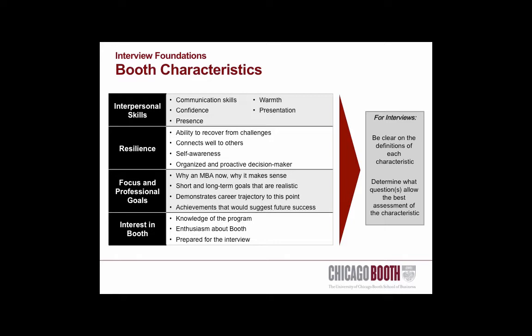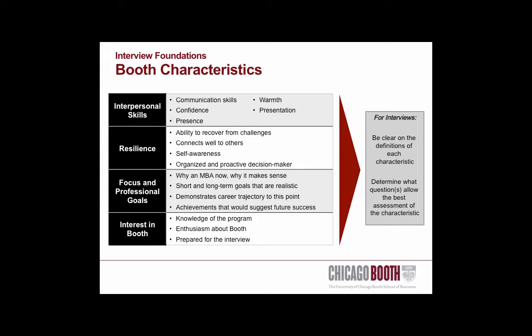As it relates to focus and professional goals, this is really about probing the thought process about gaining an MBA and how that fits into short and long-term professional goals. Not only does the applicant have these, but do they make sense in the context of the MBA environment? Do they have a sense of the career trajectory they're looking for, as well as expressing their past career results? And can this person express some of the prior achievements they've had that would give some indication of their ability to be successful in the future?